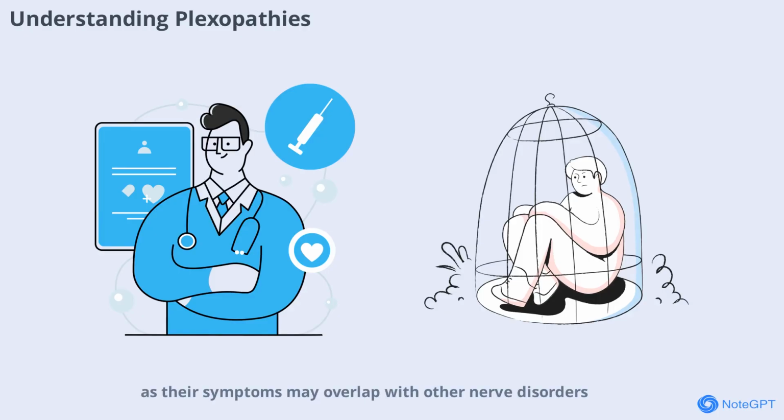Diagnosing plexopathies can be challenging, as their symptoms may overlap with other nerve disorders. Electrodiagnostic studies and advanced imaging like MRI and high-resolution ultrasound have become essential tools for confirming the presence and extent of these injuries. In this video, we'll explore the anatomy, causes, and clinical features of brachial and lumbosacral plexopathies, setting the stage for a deeper understanding of these complex conditions.